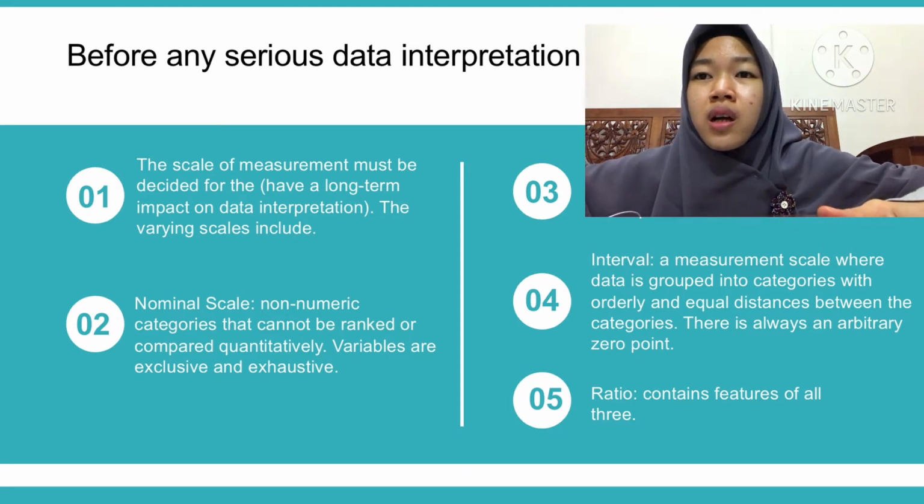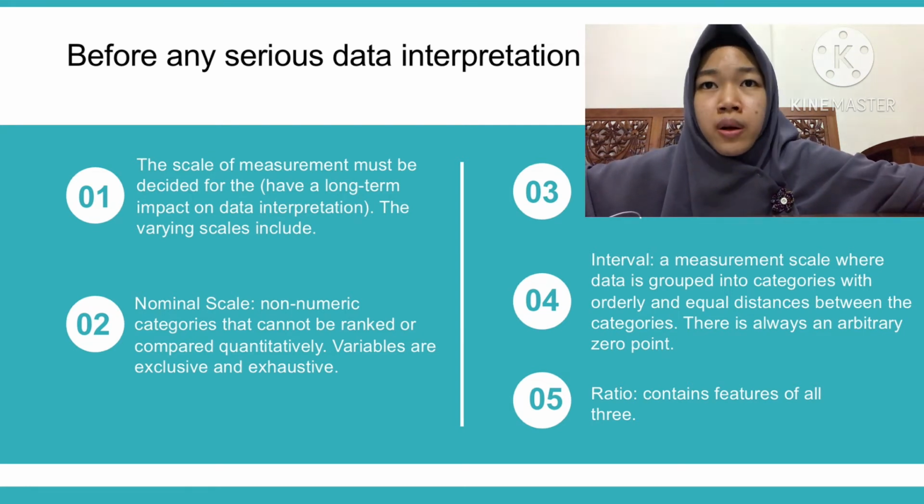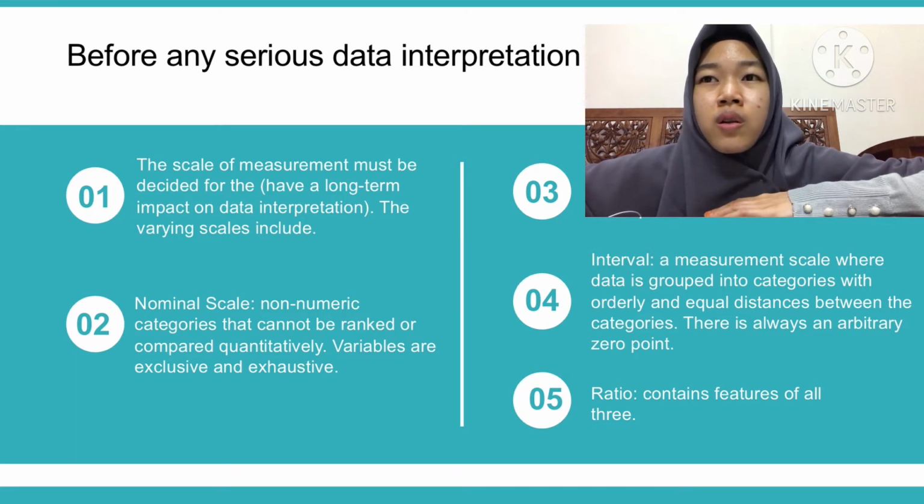The varying scales include: the first is nominal scale, or non-numeric categories that cannot be ranked or compared quantitatively, where variables are exclusive and exhaustive. The next is ordinal scale, categories that are exclusive and exhaustive but with a logical order. Quality ratings and agreement ratings are examples of ordinal scales. Example: good, very good, and so on.